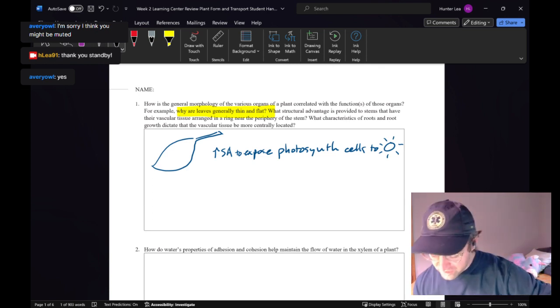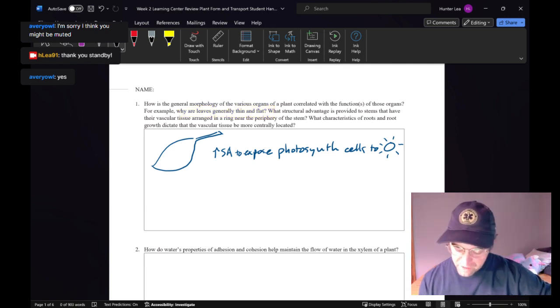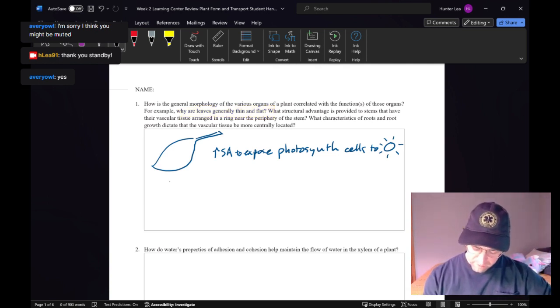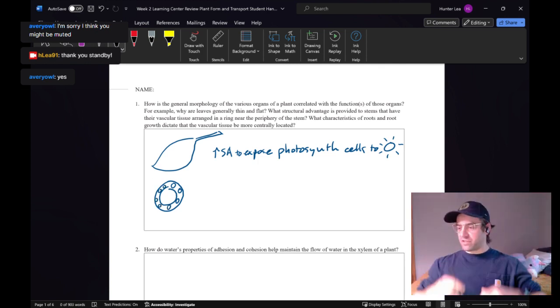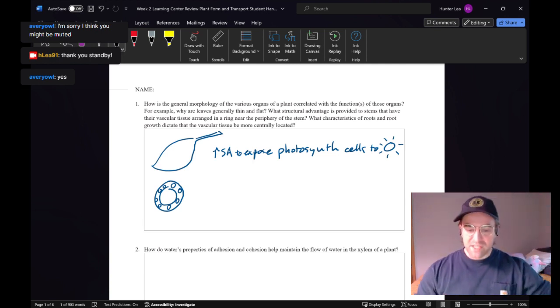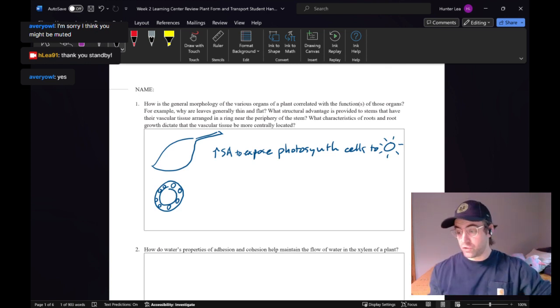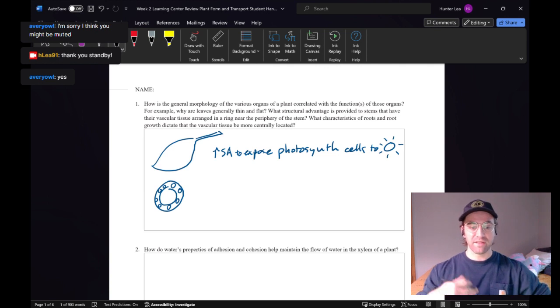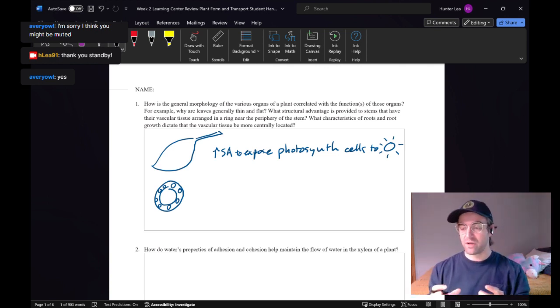Next up, what structural advantage is provided to stems that have their vascular tissue arranged in a ring near the periphery of the stem? So I'm going to draw a stem sort of in cross section, and then we have this vasculature. So this would be a transverse cross section. If your stem is oriented like my pen, we're cutting it in half in this way. So what's the advantage of having that vasculature arranged in a ring? Stems do what? They support the rest of the plant, right? So they have their strongest tissues organized around the periphery rather than centralized.